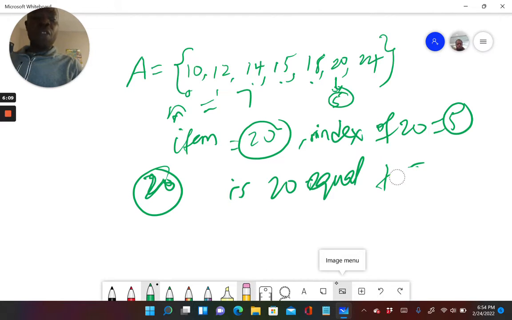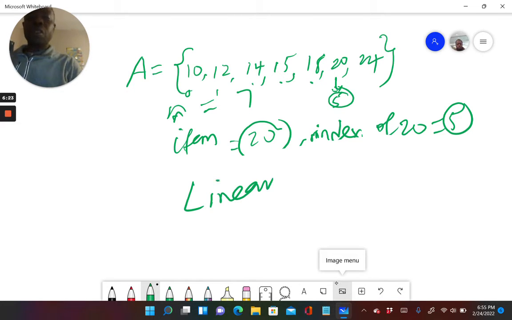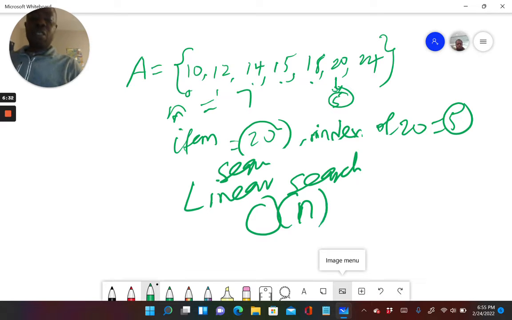So you can imagine if you have 1 million items, you have to compare element by element, side by side, all through. So for linear search or sequential search, the time complexity is O of n. So if you have 1 million items, you have to make almost a million comparisons to get what you are looking for. Now I am looking for number 20 in the list.